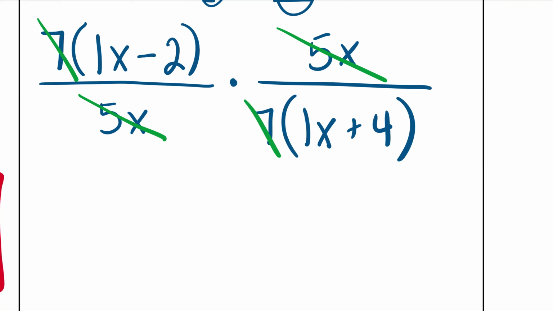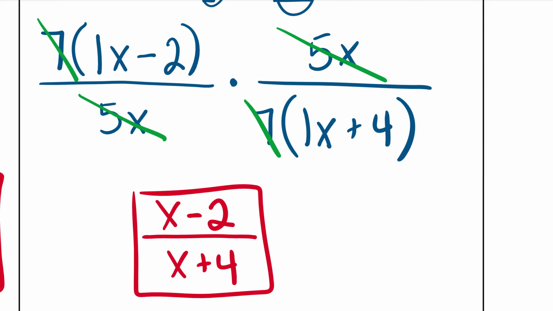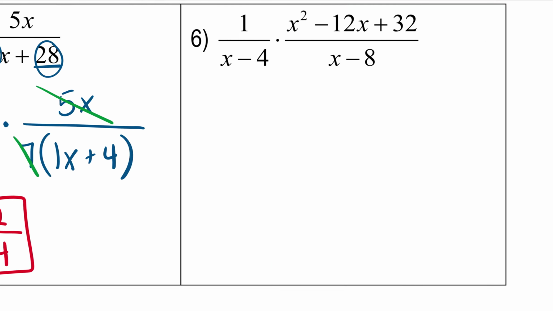So now I can just write whatever's left over. I have x minus 2 on top divided by x plus 4 on bottom. Because I got rid of everything else, that would just be my whole answer right there. And that's it. See, if I had multiplied first, you would end up with these large numbers that you would have to reduce later, and you end up with the same thing. It's just bigger numbers, more work. I don't see the point. Alright, next one.